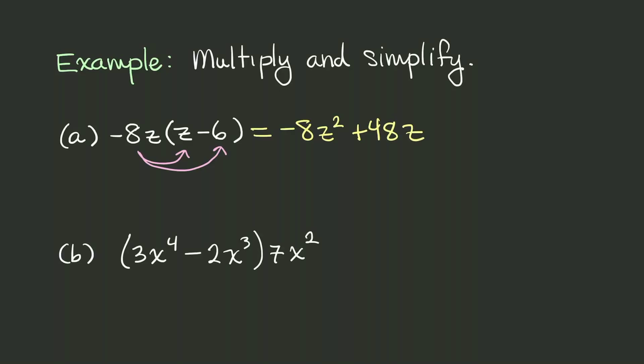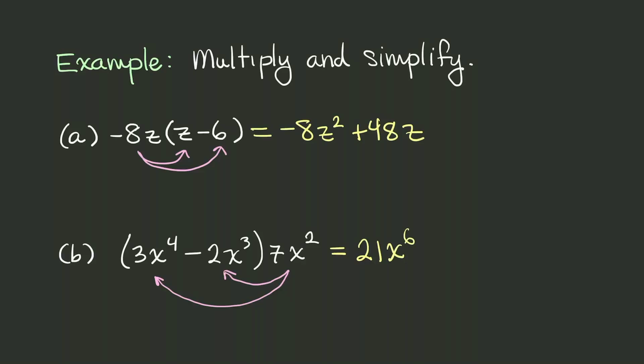In part B, we're going to distribute 7x squared to each term in the parentheses. When we take 7x squared multiplied by 3x to the fourth, we multiply 3 times 7, that gives us 21, and then x squared times x to the fourth. Since we have the same base, we can add the exponents and we'll get x to the sixth.